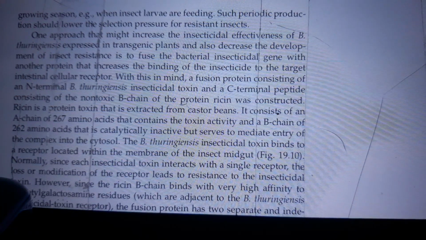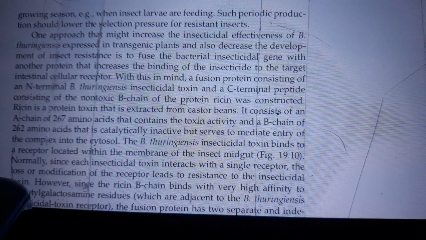that might increase the insecticidal effectiveness of B. thuringiensis toxin expressed in transgenic plants, and also decrease the development of insect resistance, is to fuse the bacterial insecticidal gene with another protein that increases the binding of the insecticide to the target intestinal cellular receptor.